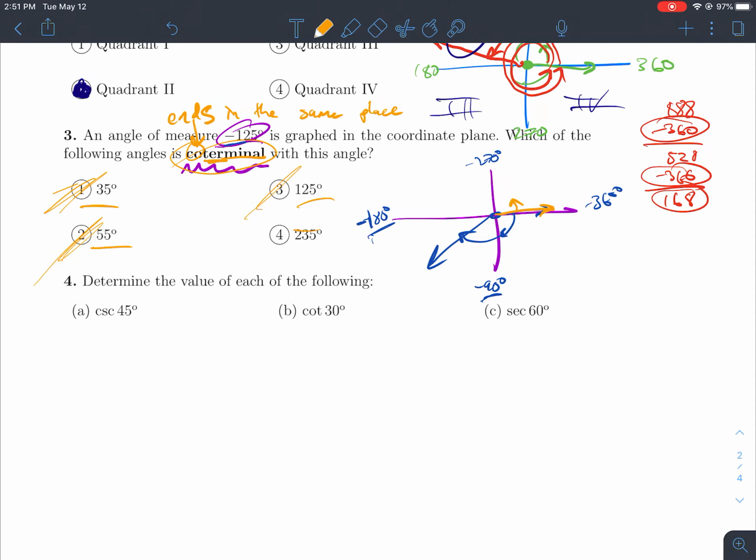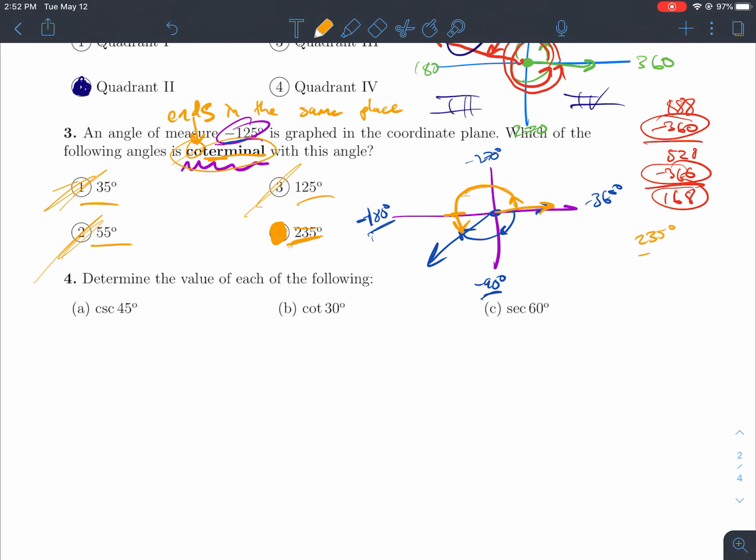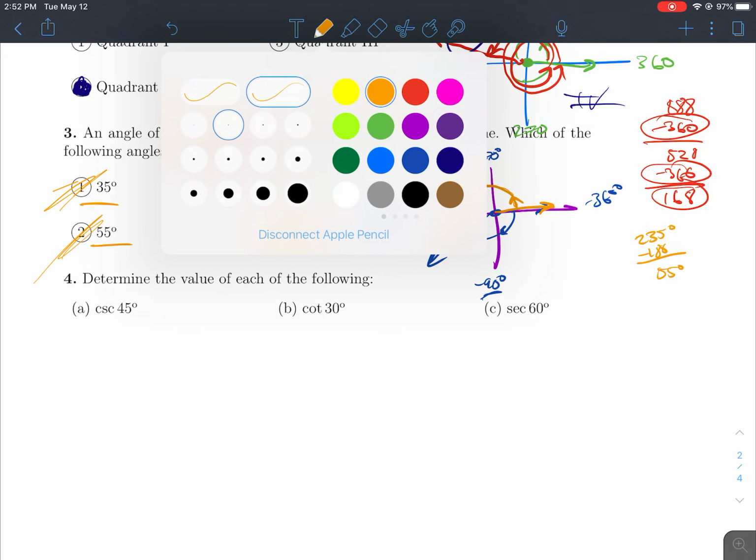55 is too tiny. It's also in the first quadrant. 125, that's going to be here. That's not ending in the same place. But if we do 235, let's make sure that Carrie didn't make a mistake here. If we graph a 235 degree angle, this is 180 of those degrees. So we do 235 minus 180. That leaves us with 55 degrees. So this little angle in here, the reference angle, is 55 degrees.